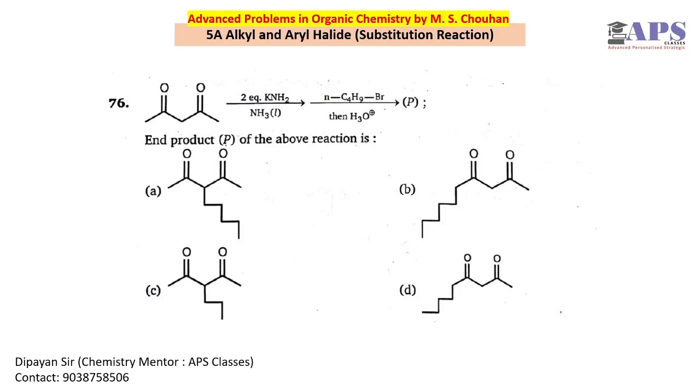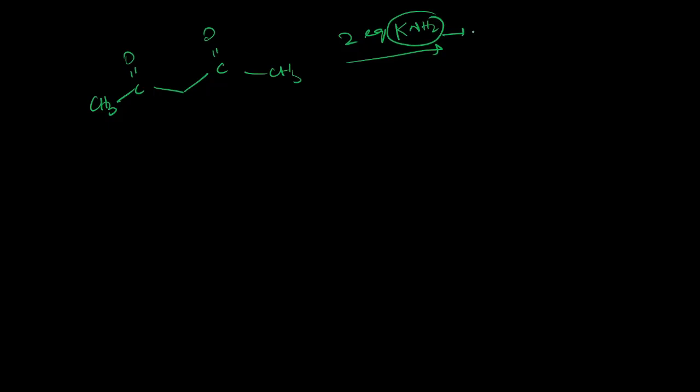This is also an interesting problem. We have CH3, C double bond O, C double bond O, CH3, and we have used two equivalents of KNH2 here. KNH2 is a strong base, and we have three positions for acidic hydrogen. Okay, but these two positions are identical, so we can consider any one position. So we basically have two different types of positions.